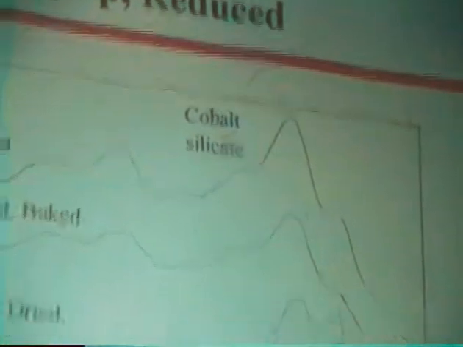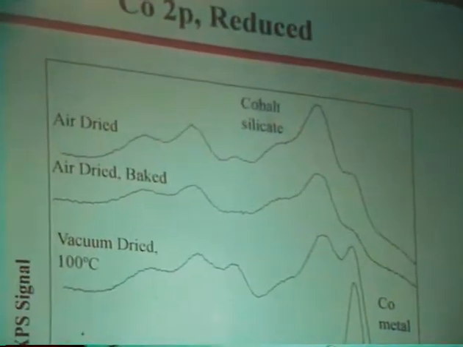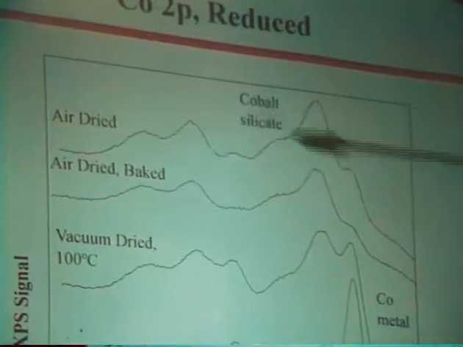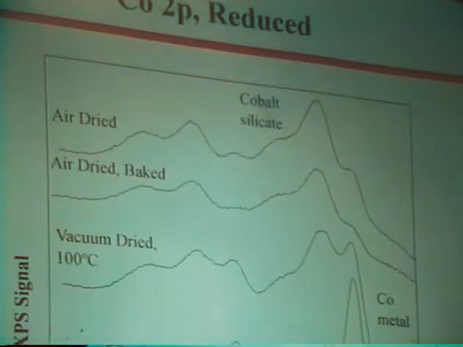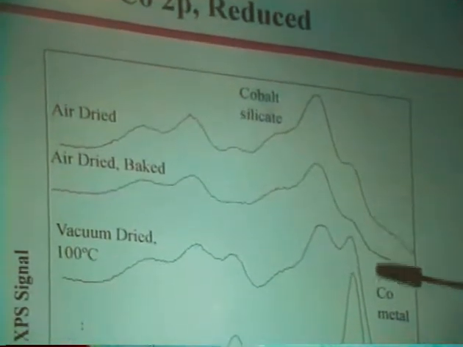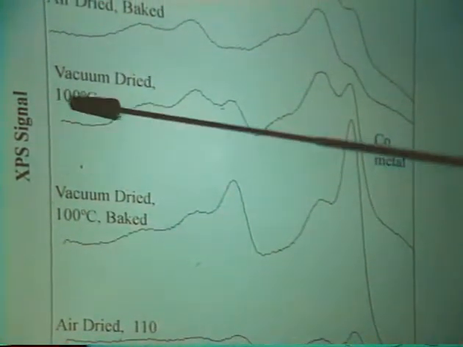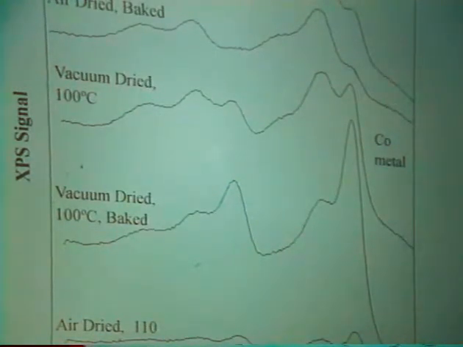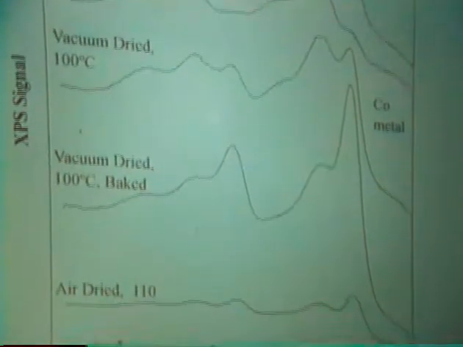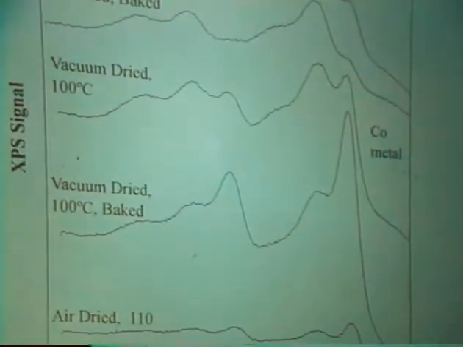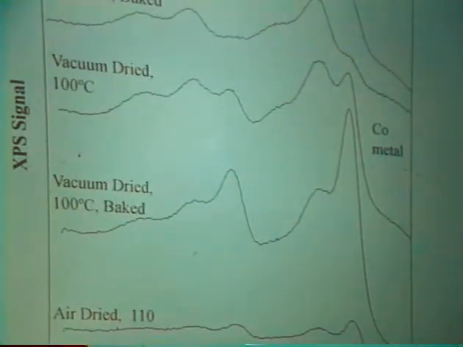reduction in hydrogen, we see very different amounts of metallic cobalt on the surface of these catalysts. For an air-dried sample, we see a very small peak at 777.8 eV that's assigned to metallic cobalt. The majority of the cobalt remains as an irreducible cobalt silicate species. For the air-dried and baked sample, we see even less metallic cobalt. The majority is an irreducible cobalt silicate. For a vacuum-dried sample that was heated at 100 degrees C, we do see a large fraction of the cobalt has converted to metallic cobalt, but again, we have a large portion that is in an irreducible cobalt silicate state.